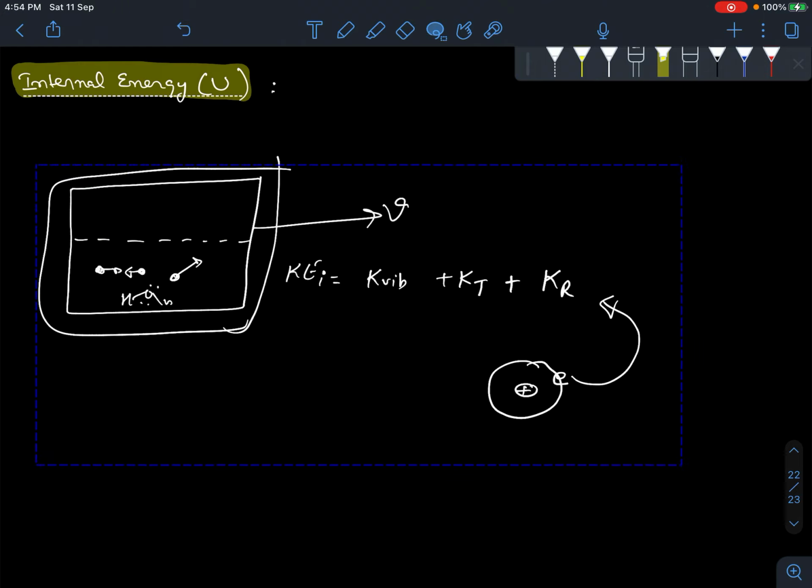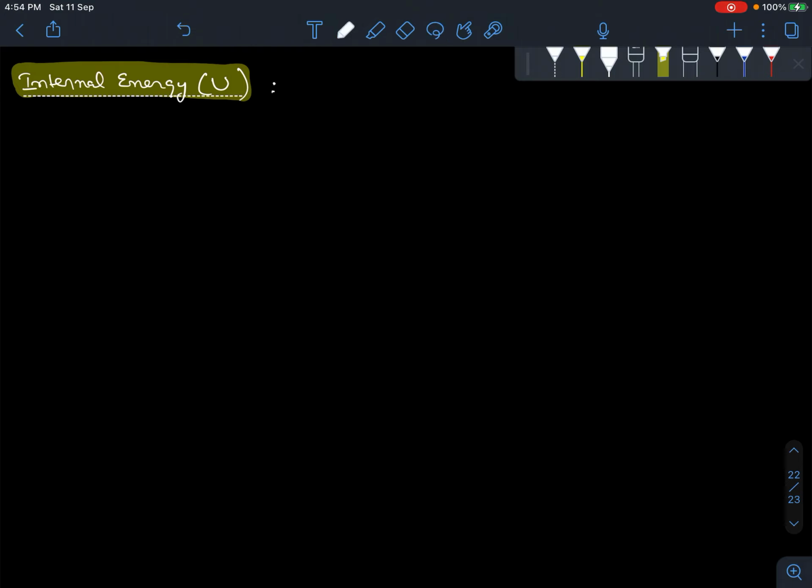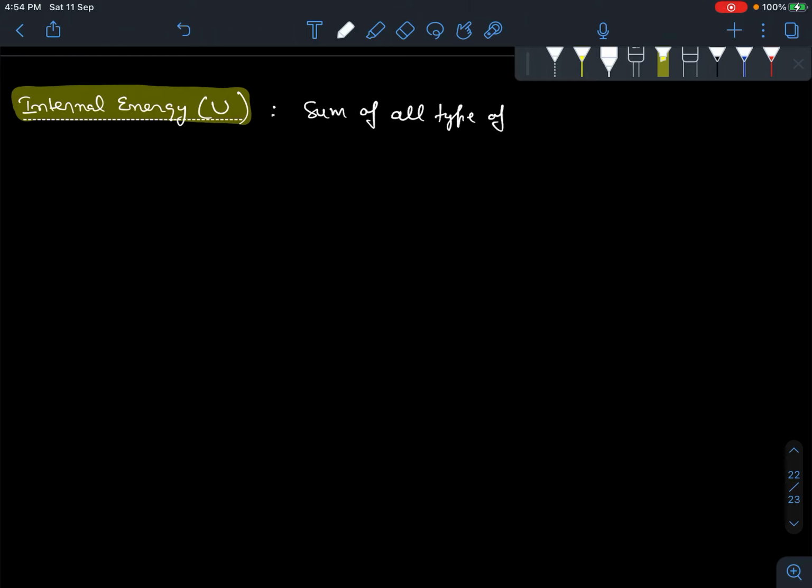All right. So what is an internal energy? Sum of all types of internal potential and internal kinetic energy. Sum of all types of internal potential and internal kinetic energy.